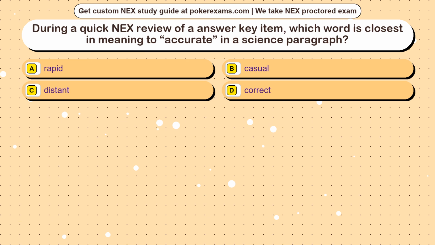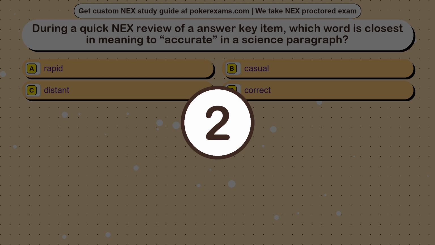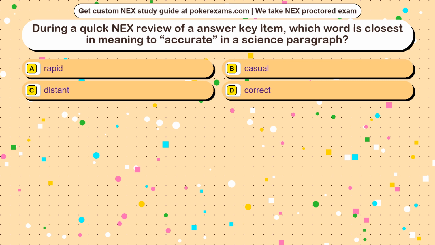Question 2. During a quick review of an answer key item, which word is closest in meaning to accurate in a science paragraph? Option A, rapid. Option B, casual. Option C, distant. Option D, correct. The correct answer is option.